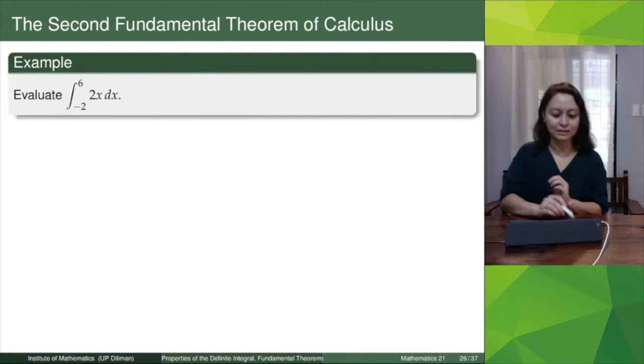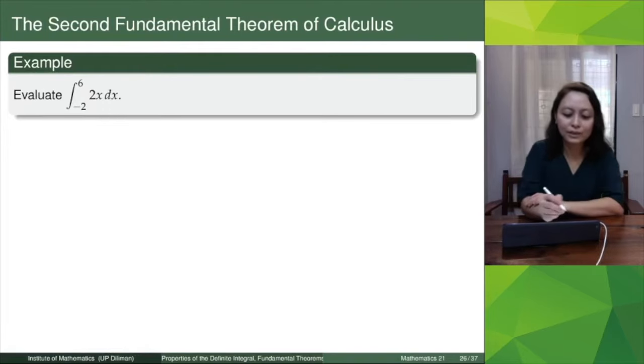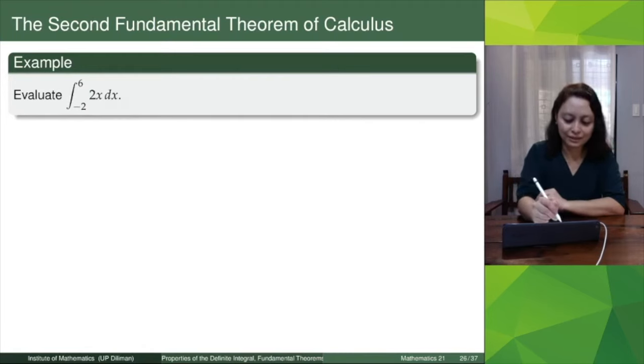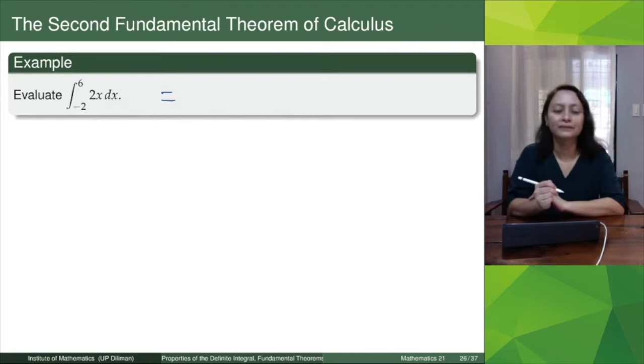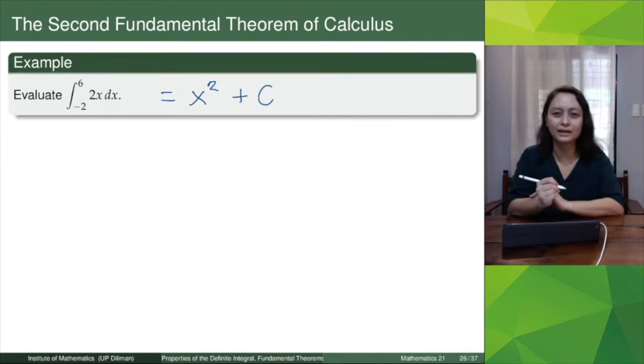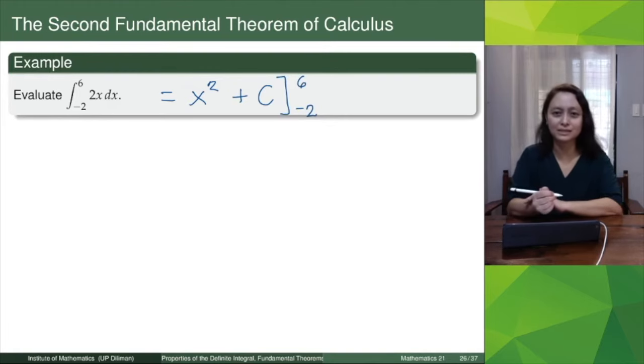Let's solve a simple example first. We want to evaluate the integral from -2 to 6 of 2x dx. First we get the antiderivative of 2x. The antiderivative of 2x is x squared plus c. And then we evaluate it from x equals -2 to x equals 6.